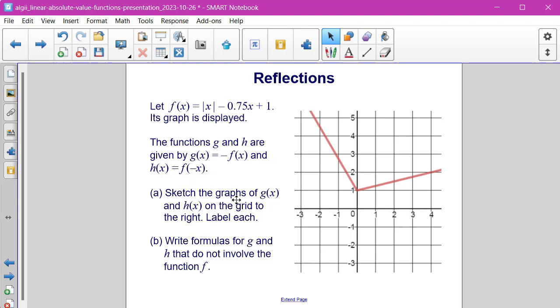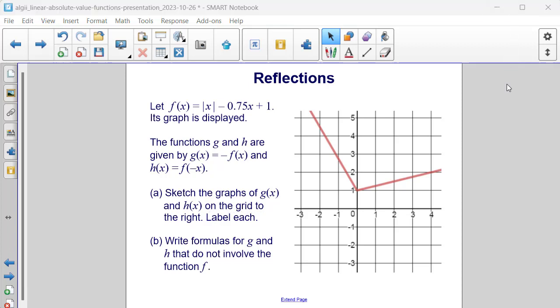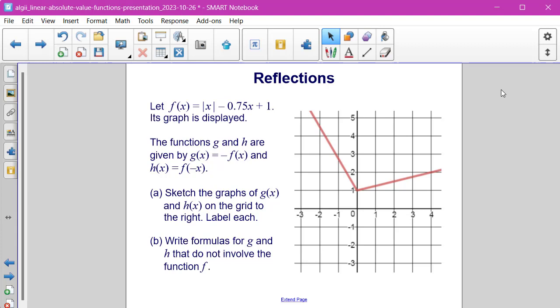We first have to sketch the graphs of g of x and h of x on the grid to the right and label each one. Then we need to write formulas for g and h that do not involve the function f.